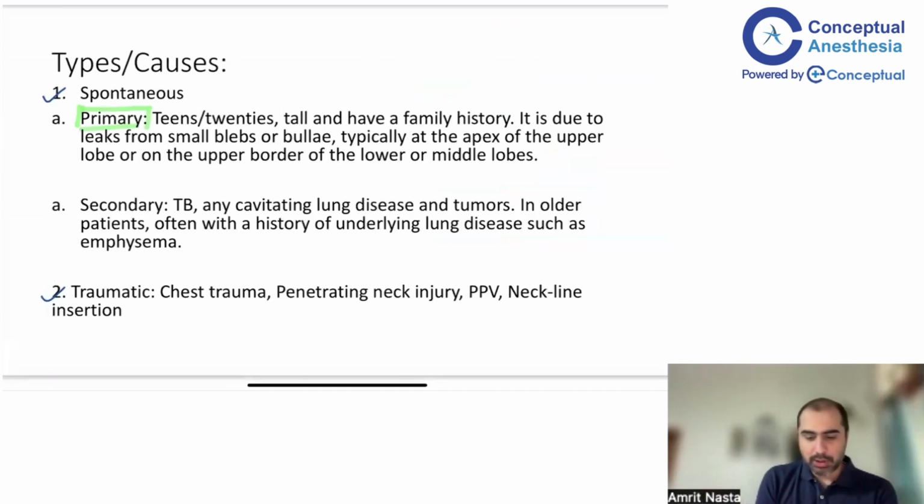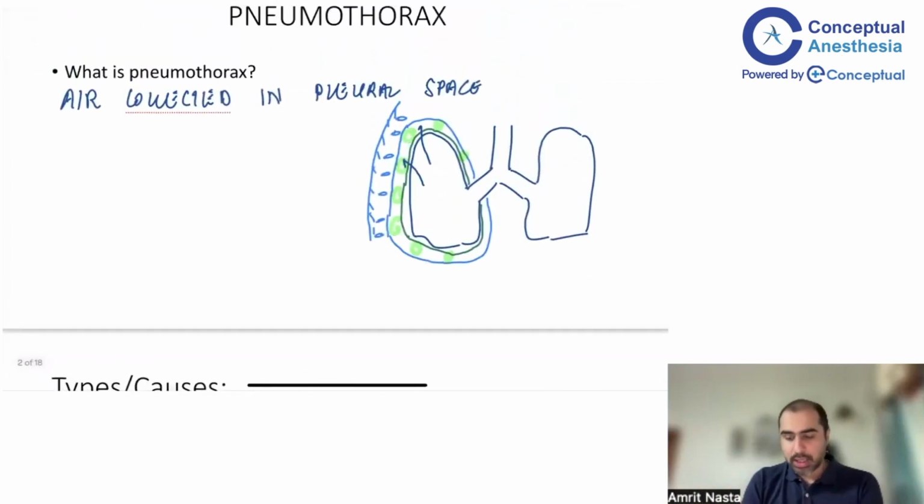So usually it will be seen in teens and 20s. These are tall, lanky people, usually in their 20s, who have a family history of spontaneous pneumothorax, where for some reason there are blebs or bullae which are formed on the lung surface. So for some reason, these people are going to have bullae or blebs on the lung surface like this. They are like air-filled sacs. If one of these sacs will burst, it will throw the air into the pleural space.